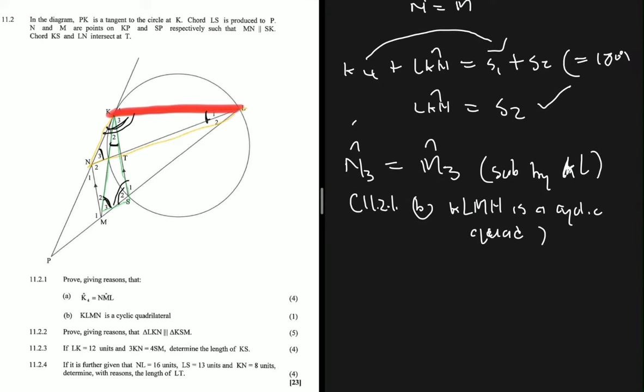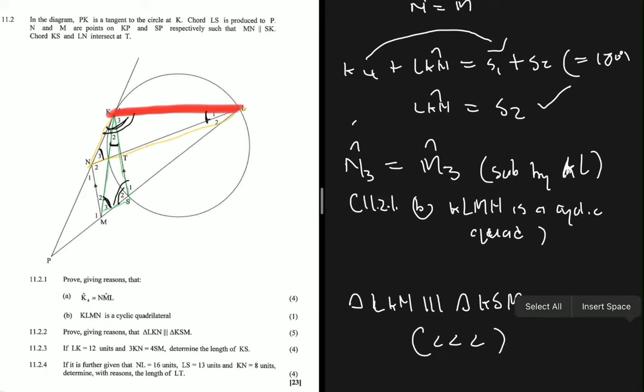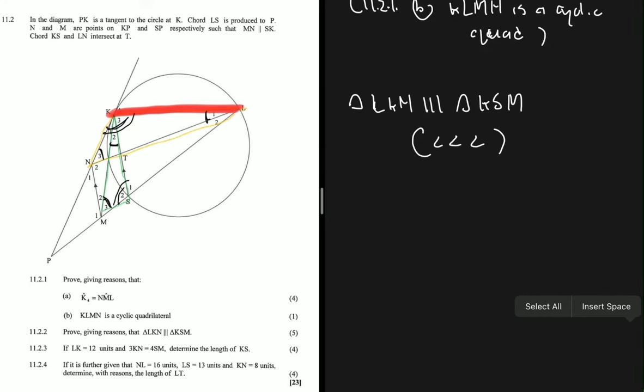So from there, we can then conclude that triangle LKN is similar to triangle KSM because if two angles in a triangle and in a different triangle are equal, then the third angle is definitely going to be equal, because the sum of the angles in every triangle adds up to 180.